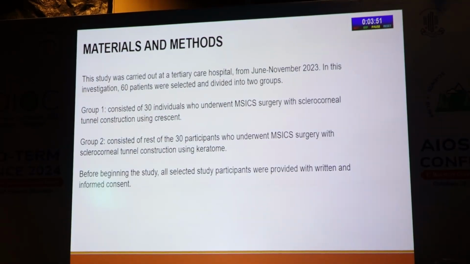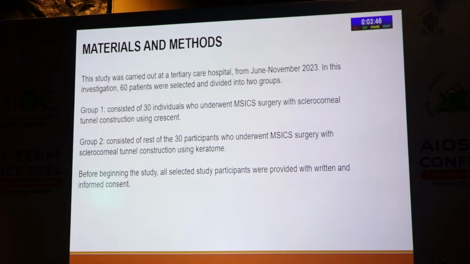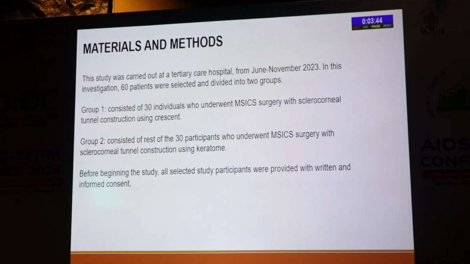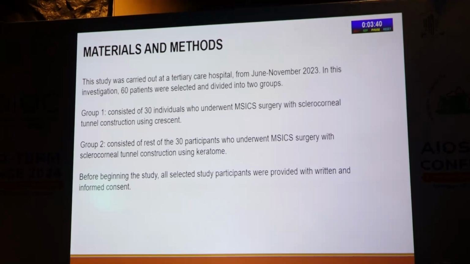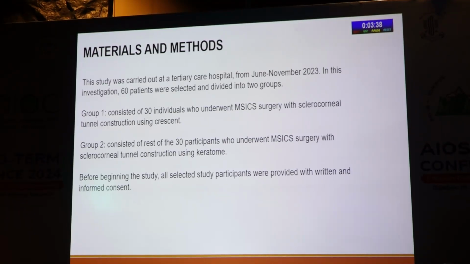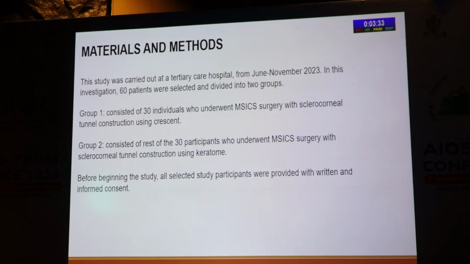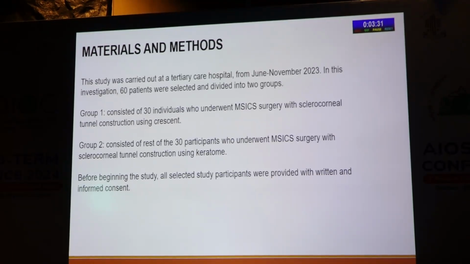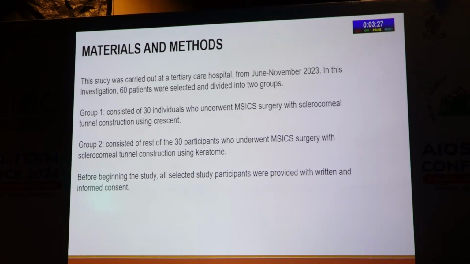Materials and methods. This study was carried out at a tertiary care hospital from June to November in 2023. In this investigation, 60 patients were selected and categorized into two groups. The first group consisted of 30 individuals who underwent SICS surgery with sclerocorneal tunnel construction using crescent, and the second group consisted of 30 patients who underwent SICS surgery with sclerocorneal tunnel construction using keratome.